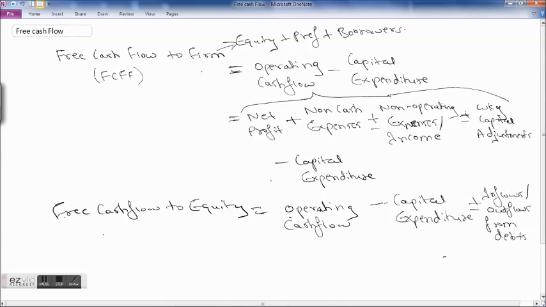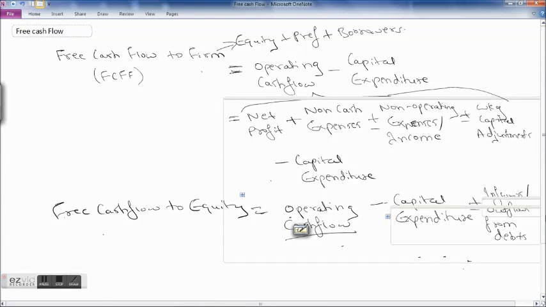If operating cash flow is not given, and net profit is given, again we have to calculate the cash flow using this method. That is, instead of operating cash flow, we have to write net profit plus non-cash expense plus non-operating expense, or you have to reduce your non-operating income, plus or minus working capital adjustments.